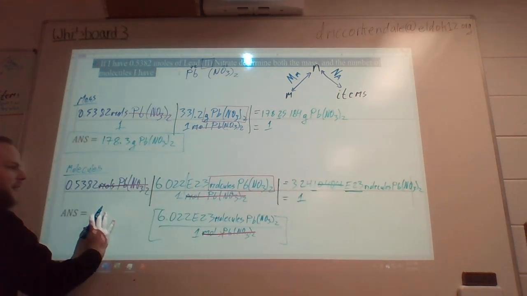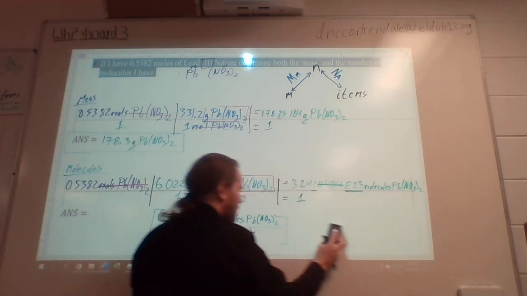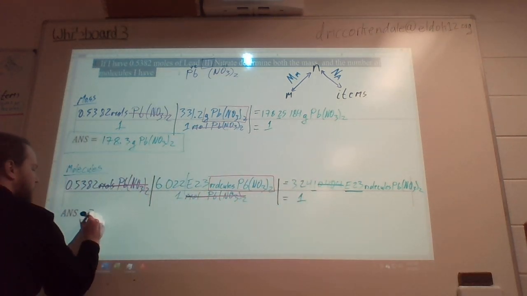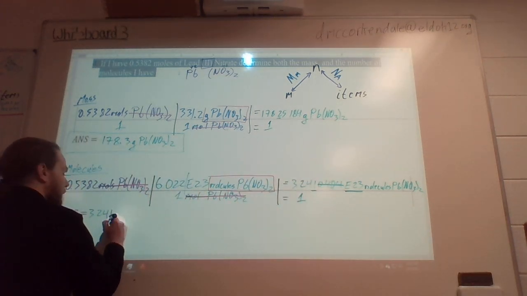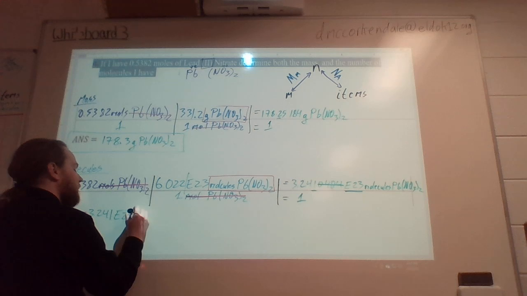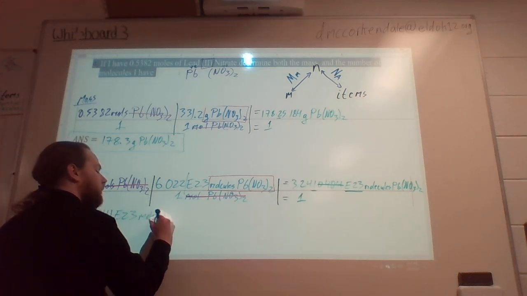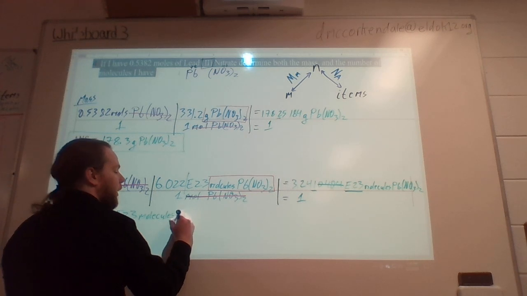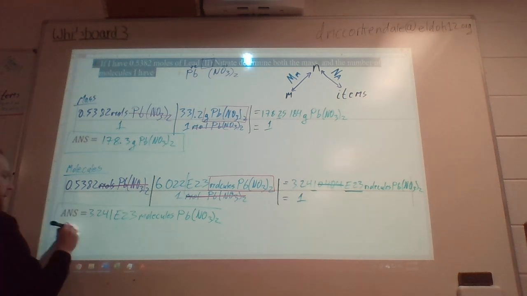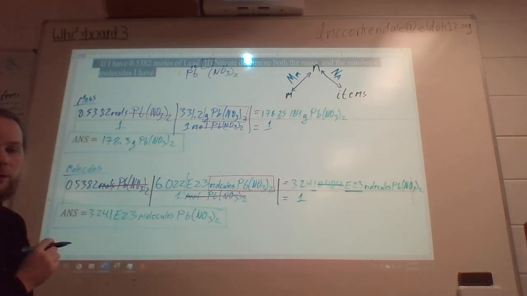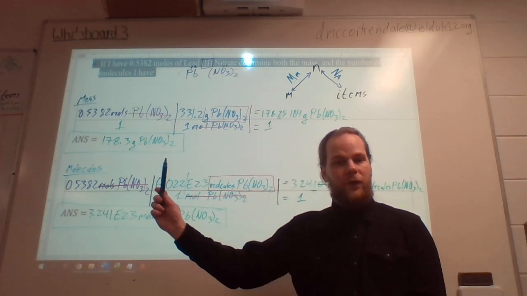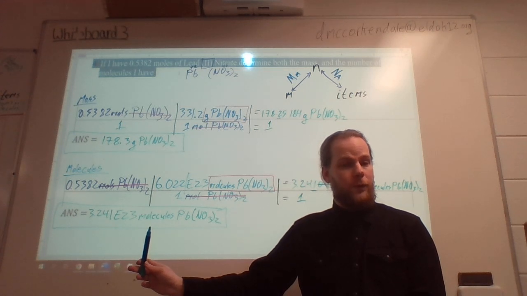So then I come over here for my final answer. I'm going to proactively erase this because I think it's going to be in the way. So 3.241, almost forgot it, E23 molecules of PbNO32. And that is the second answer for this question. So you actually have to do 2 tables because we want 2 answers. So this is the mass, this is the number of molecules.